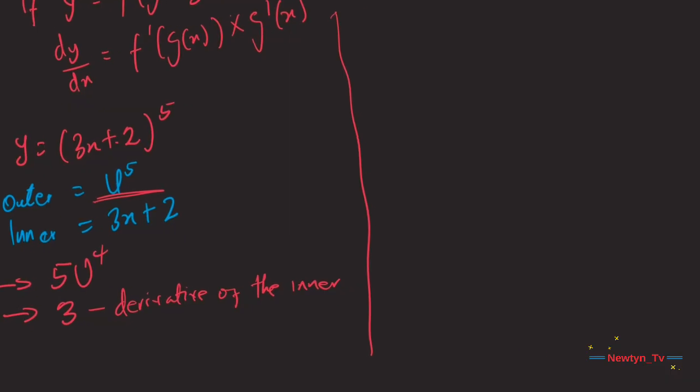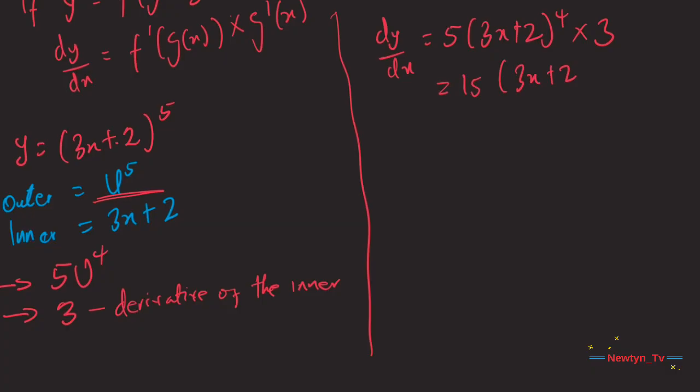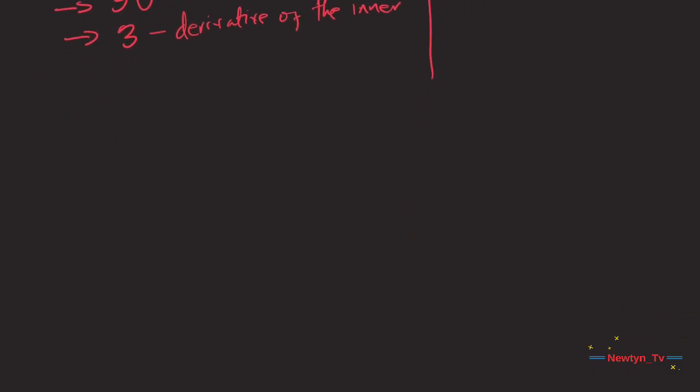So with this, we can see that dy over dx will be equal to 5 multiplying (3x plus 2) exponent 4 times 3. If you get it clear, when you multiply that, we should get 15 multiplying (3x plus 2) exponent 4. And this will be our final answer for this question. Very simple. Now let's try another example for us to get the understanding very clear.